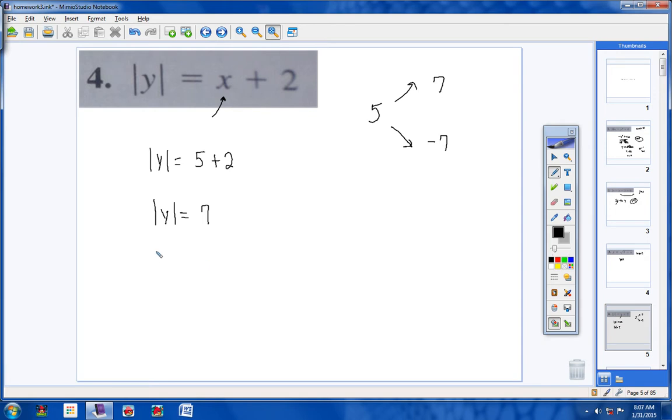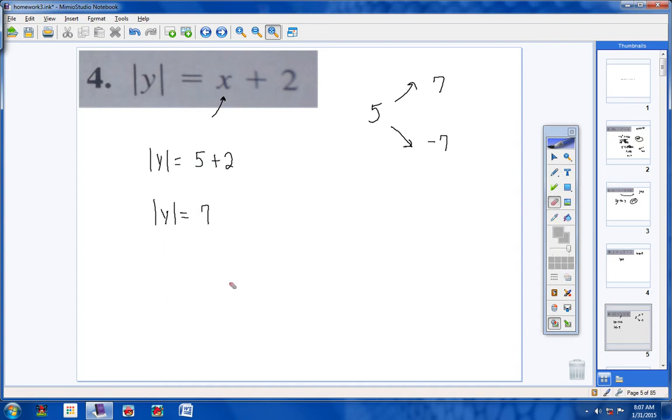Negative 7. The absolute value of negative 7 equals 7. That's true, because 7 equals 7. So when you put 5 in for x, there are two y values you get out, 7 and negative 7. This is really kind of a tricky problem, but hopefully, as I've explained it this way, it makes sense.